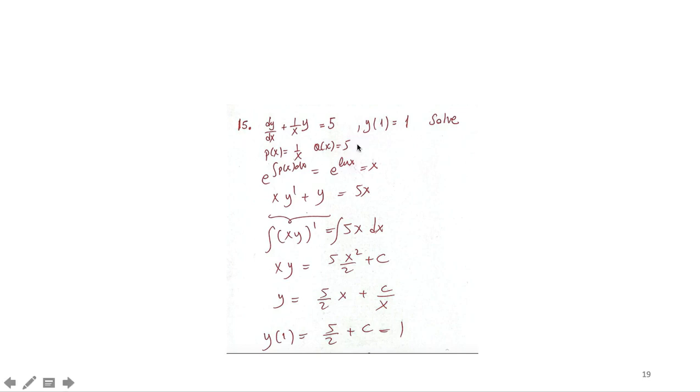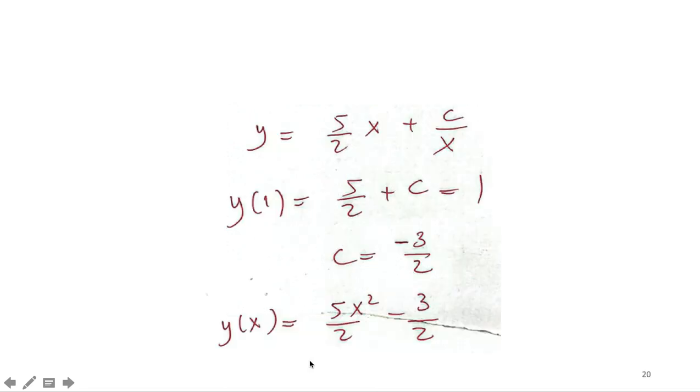Yes, so basically we can just integrate both sides, so we get xy equals 5x squared over 2 plus c. And then if you plug in the initial condition, you can solve for c. So that gives you the solution. As you see, you get 5x squared over 2 minus 3 over 2.